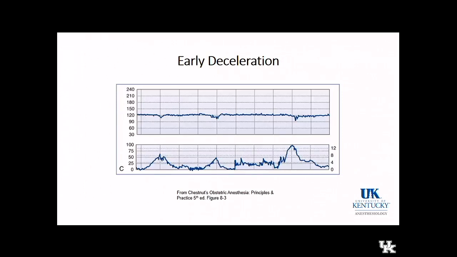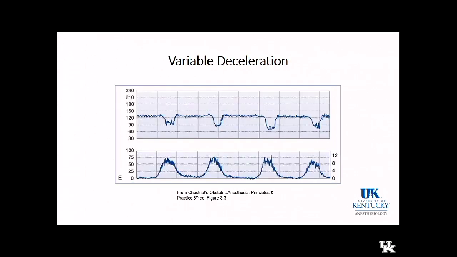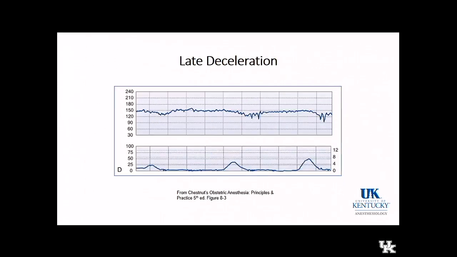So just examples of early decelerations there. You can see mirroring the contractions, just a little bit of a blip, and again, it's not dropping below 100 beats per minute. And then variable decelerations, as you can see, it looks a little bit different with each contraction. And then late decelerations. As you can see, that can be kind of subtle. You don't see a huge drop, but as you can definitely see, they're occurring after the peak of the contraction.